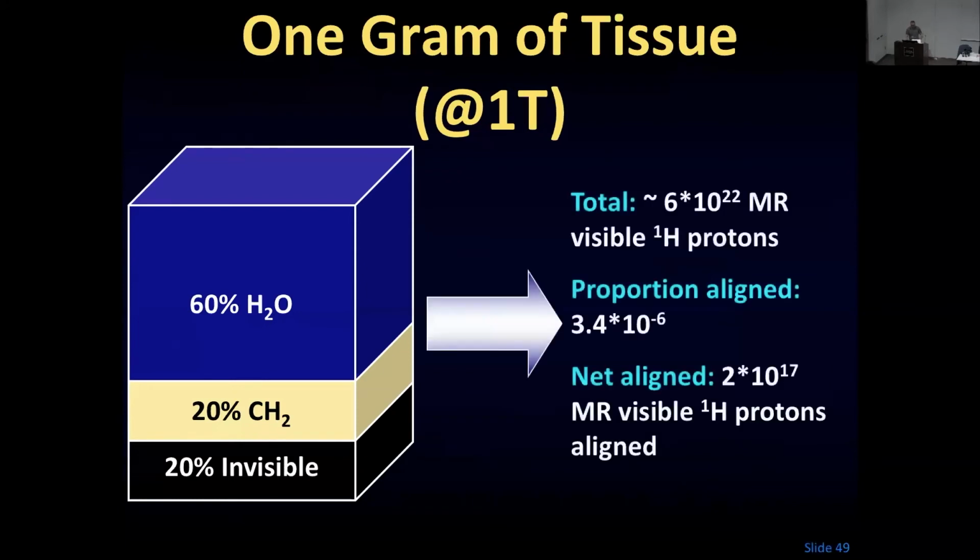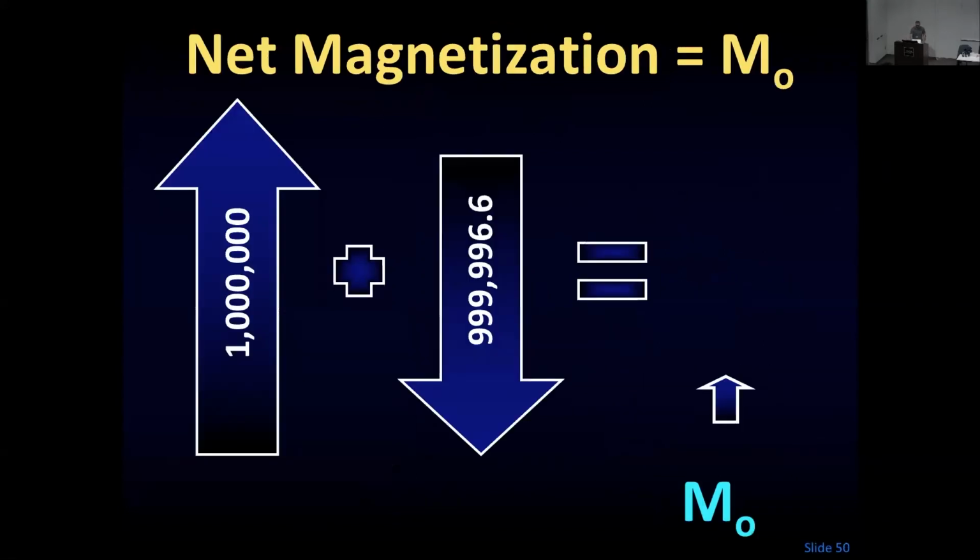And it turns out that 1 gram of tissue, because of Avogadro's number, will have about 6 times 10 to the 22 visible protons. If only 3.4 per million are aligned, we're still left with 2 times 10 to the 17 protons that are aligned. So that's why we can see things on MRI, because even though the percentage that are aligned is teeny, teeny, teeny, the overall number that's aligned is massive because of Avogadro's number.